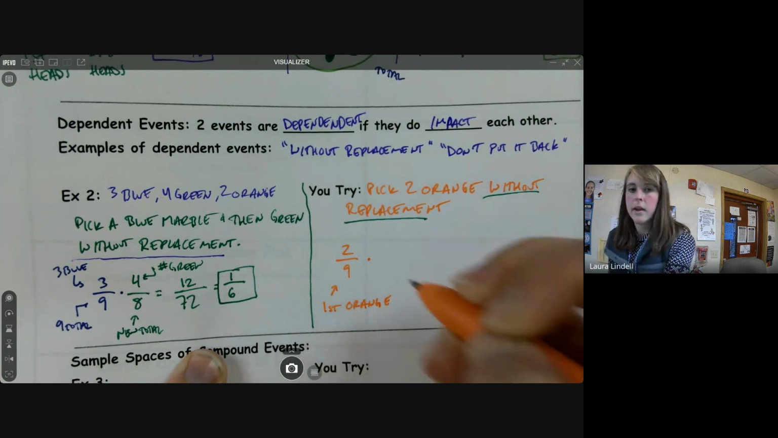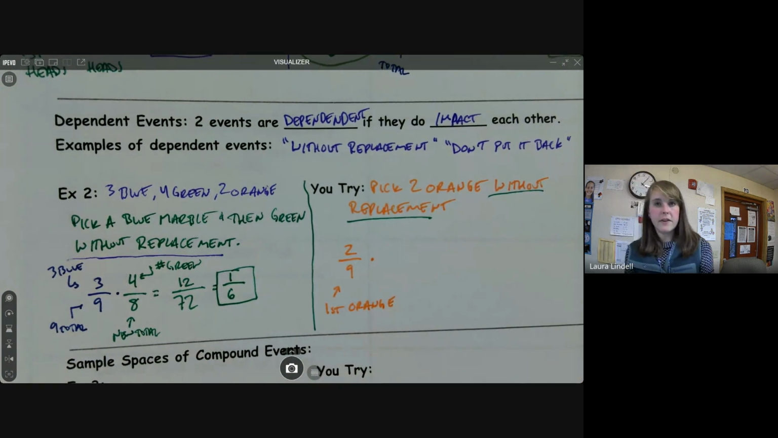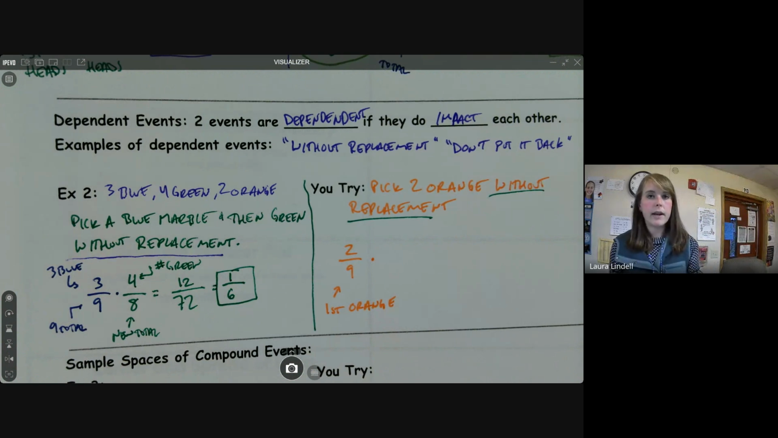All right. So the next thing we want to do is figure out the probability of the second orange marble. Pause the video here real quick and see if you can figure out what the fraction is going to be for the second orange marble. Then start it back up again and see if you got it. Okay, hopefully you did that.